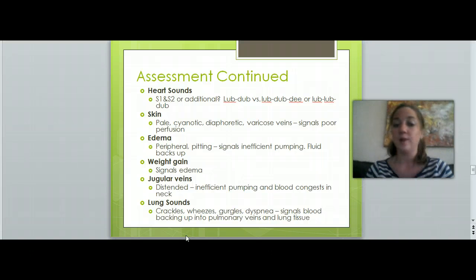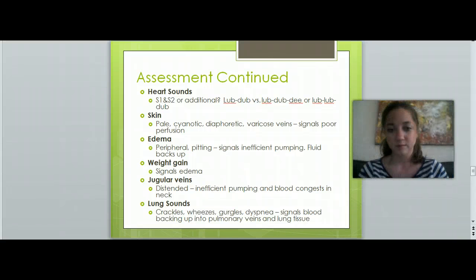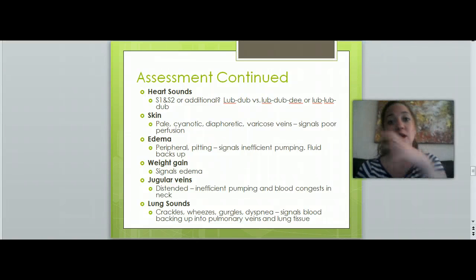Okay, what does their skin look like? Are they pale, cyanotic, diaphoretic? Do they have varicose veins? That could signal poor perfusion. Are they edematous? Okay, because if they have swelling anywhere, then that could signal to us that they have inefficient pumping in their heart. Their fluid is all backing up because the vessels are not carrying the blood backwards and forwards the way it's supposed to be carrying it. It all backs up and the fluid seeps out into your extremities and you have that swelling.